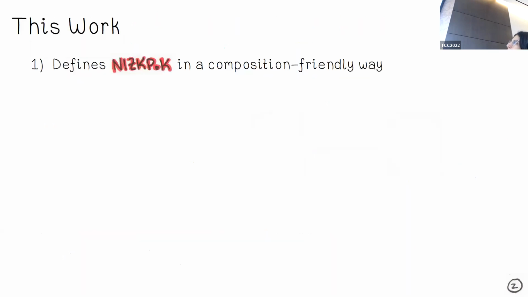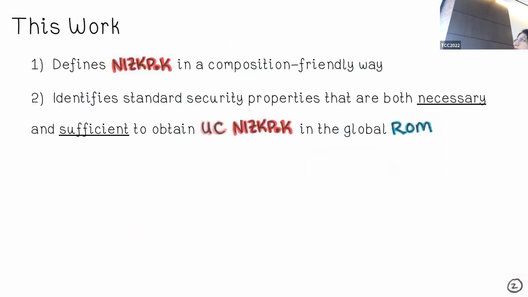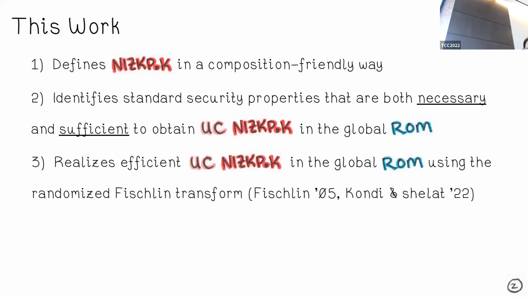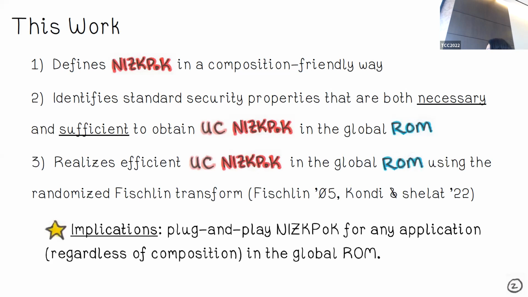So we would want a universally composable, or UC, version of NIZKs that maintain reasonable efficiency in the random oracle model. In this work, we define NIZKs in a more composition-friendly way. We then use our definition to identify standard security properties that are both necessary and sufficient for obtaining UC NIZKs in the global random oracle model, where the global random oracle model is a more realistic model where all the parties across all different composed protocols share the same random oracle. Finally, we realize efficient UC NIZKs in the global ROM using the randomized Fischlin transform.